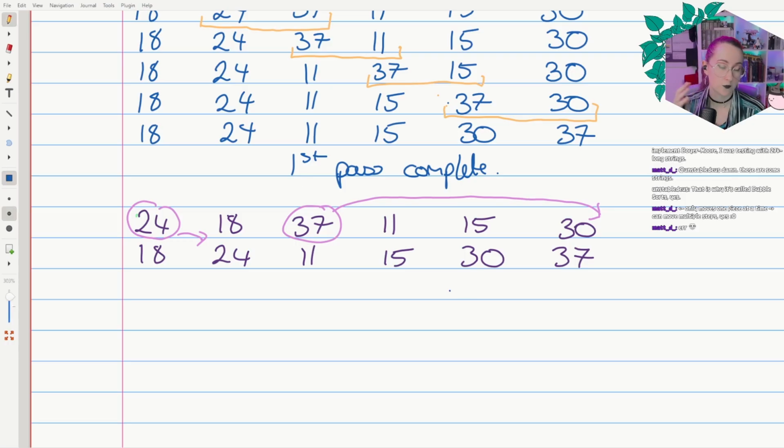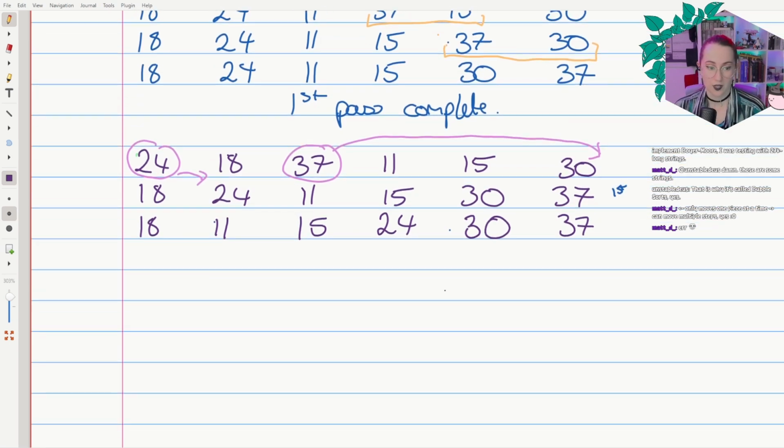Because the previous pass had things swapping, we can do it again. We look at the first and second entries, 18 and 24. They are okay, so we can write 18 there. 24 is going to get swapped with 11, so we can write 11 in, and then we have 24 and 15. 24 would be here next, but it's going to get swapped with the 15. So at the end of this pass, the 15 is going to be here. And then 24 would go here, compare it to 30. It is smaller than 30, so we leave it alone. And then 30 gets left because we know that 37 is sort of done. And that's the end of the pass.